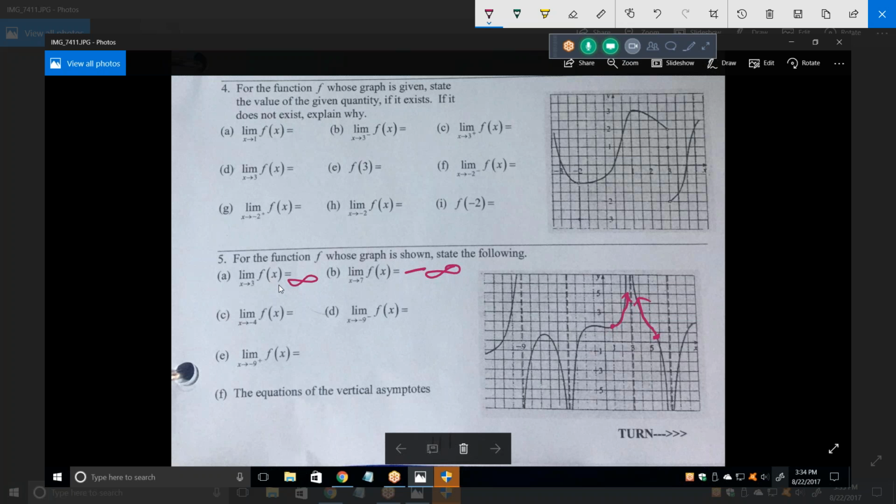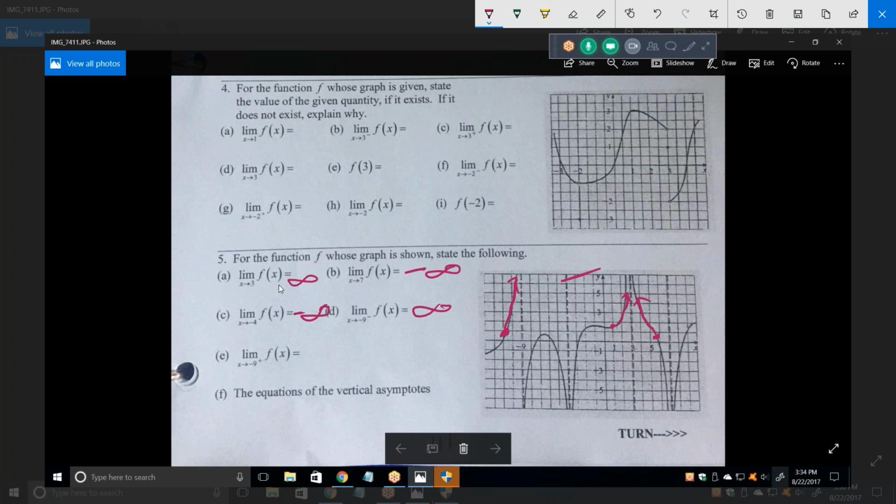Okay, now let's look at number C. We're approaching -4, which is that asymptote. What's that answer? Negative infinity again. And here we're approaching -9 from the left only. Hop on board the function from the left side of -9 and start approaching -9. So it'd be positive infinity. Exactly.